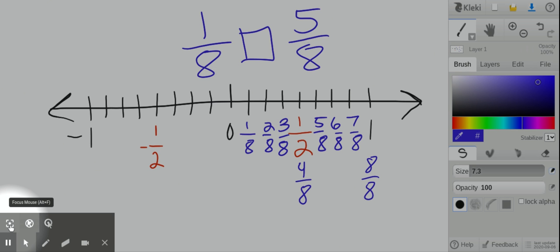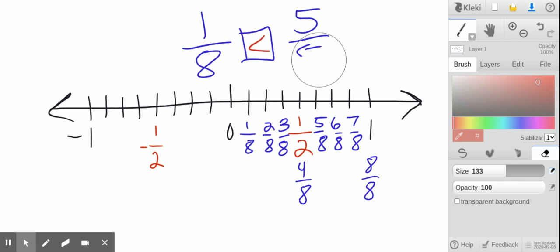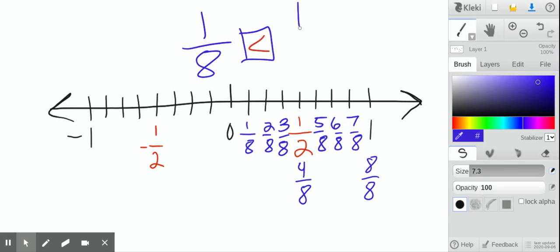And this is pretty easy because we have our denominators the same. If your denominators are the same in a fraction, you just look at your numerator and that's going to tell you your inequality. So I know that 1 is less than 5, so I know 1/8 is going to be less than 5/8. Now let's say I had 1/8 and this fraction over here, I made it 1/2. So now you might say, oh, 8 and 2, the denominators are different. Now what do I do?